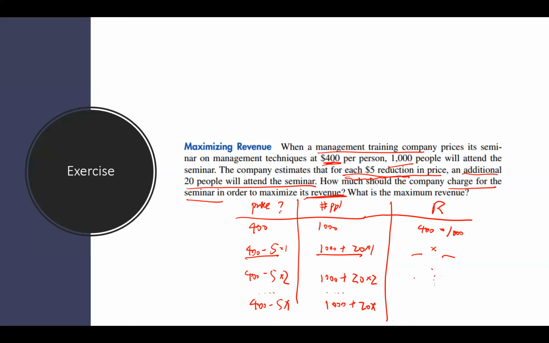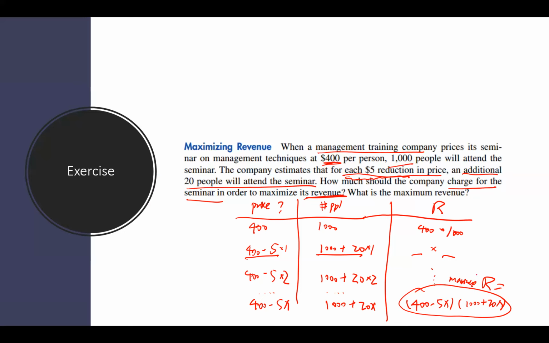So dot dot dot. Now, if we express it with a variable, we have this function. This is our price, and this is our number of people attending the conference. So this is the form of our revenue, right? Revenue equals this form. Now I want to maximize this function.